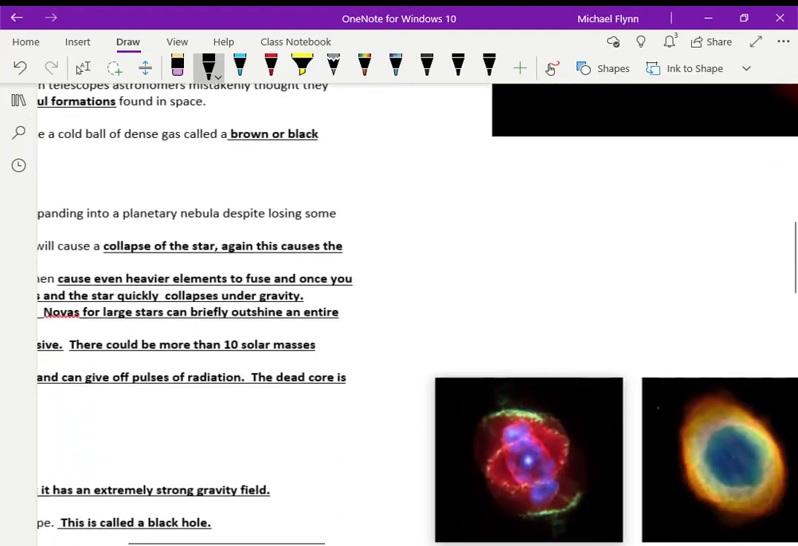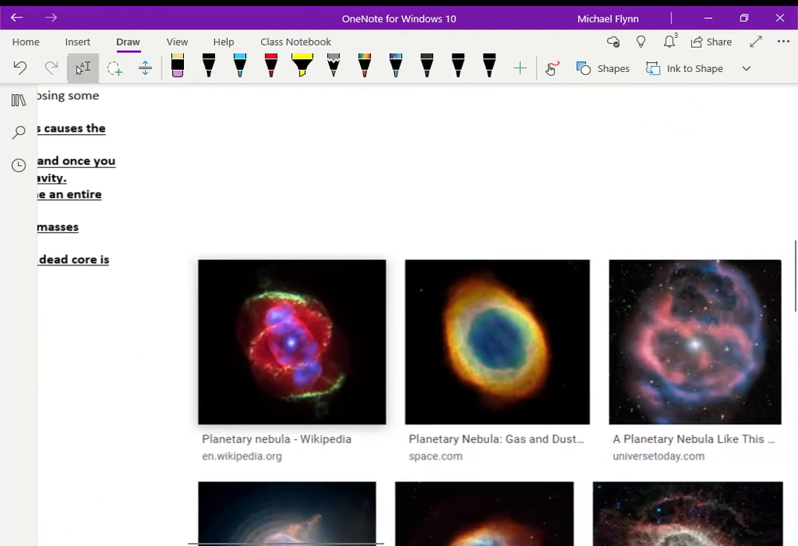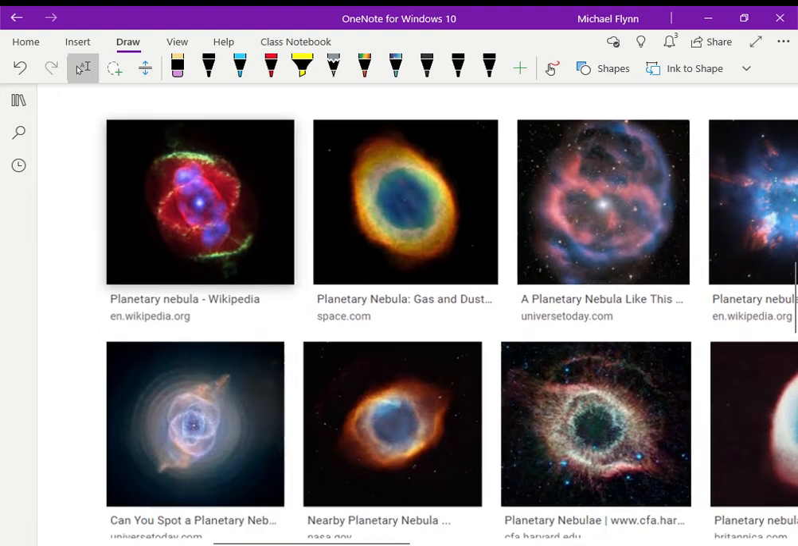Now I've got some pictures of planetary nebulae here for you. I found these just by Googling it. The reason why they're called planetary nebulae has nothing to do with the planets. When they first observed these in telescopes, way back when, they thought they were gas planets, okay, but they're not. They're actually dead stars, and the way they look, some of them actually kind of look like planets, even though they might not be perfectly spherical.